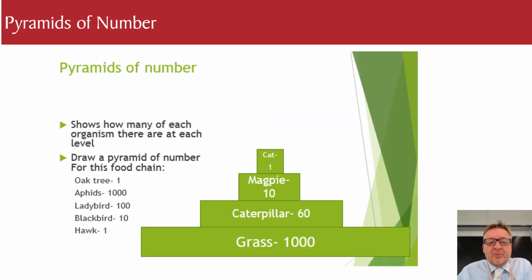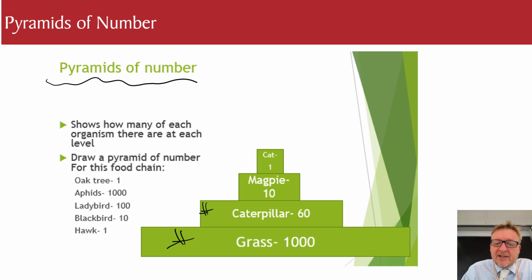Now, there's also two pyramids that you need to know a little bit about. This is called a pyramid of numbers. It's a general idea, a general impression of how many of something are in a population or a food chain. Here, 1,000 blades of grass is eaten by 60 caterpillars, eaten by 10 magpies, eaten by 1 cat. I'm not quite sure how a cat would actually catch a magpie, right? And I don't think a cat could really eat 10 magpies, okay? But that's the principle. The principle is that you've got a pyramid of numbers.